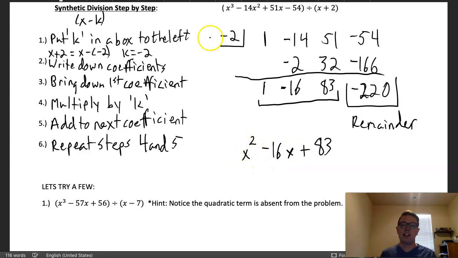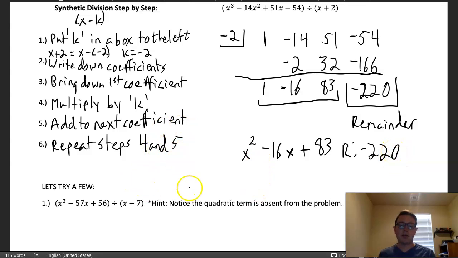The other way you think about this is we started off with x cubed. We're just going to reduce that power by 1. So we'll have x squared in the first category. We'll have x by the negative 16. Then we'll have 0 x's by the 83 with a remainder of negative 220.